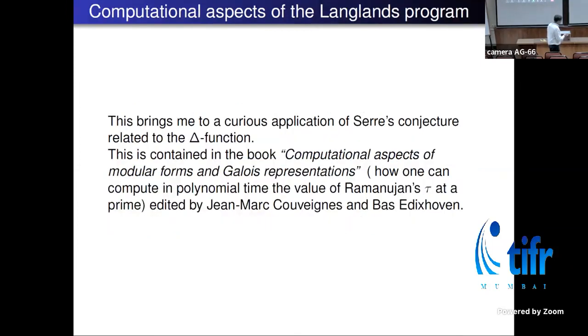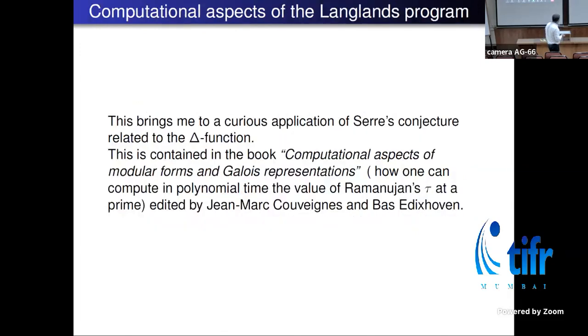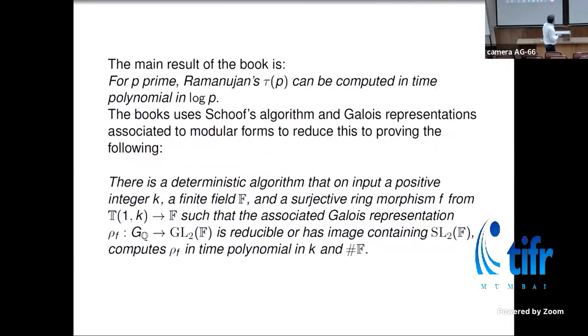All right, so now let me come to the last, how much time do I have? Okay, in the last 6 minutes, let me come to this book of Bas Edixhoven. In this book of Edixhoven, which is called Computational Aspects of Modular Forms and Galois Representations, they set themselves the task of computing tau p, right? Coming up with an algorithm to compute tau p in polynomial time in log p. So some of their task was to come up with a at least theoretically efficient algorithm to compute tau p. The main result of this book is that for a prime p, Ramanujan's function tau p can be computed in time polynomial in log p.